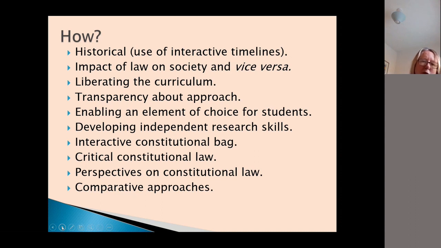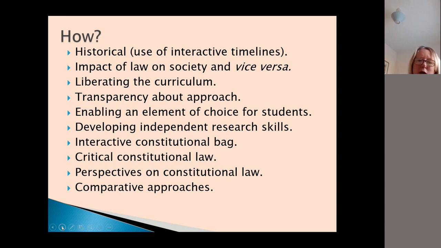We've also built in the opportunity for students to have an element of choice. So for a number of units, they have that opportunity to look at something that's more state or more nation focused. And through developing their independent research skills, we enable them to go and look at topics that are of particular interest to them in order to engage them.